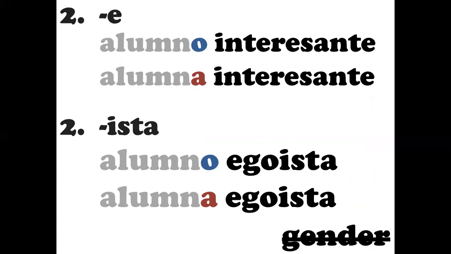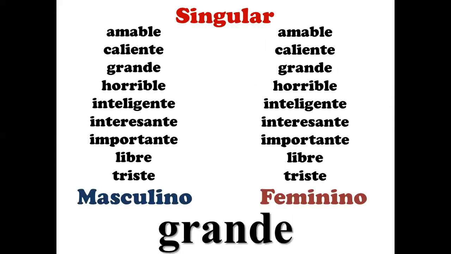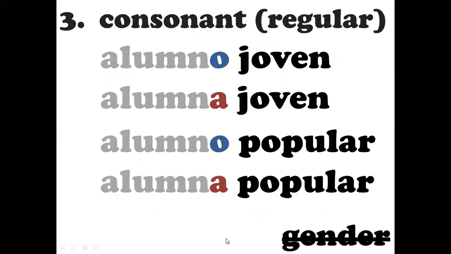So if they end in E, for example, alumno interesante, alumna interesante, there's no difference. Inteligente, inteligente. Same with ista, egoísta, egoísta. No change for gender. Right? And some examples, amable, caliente, grande, horrible. You can see no difference there for gender. Grande is probably the more popular, the one that we know, use the most.